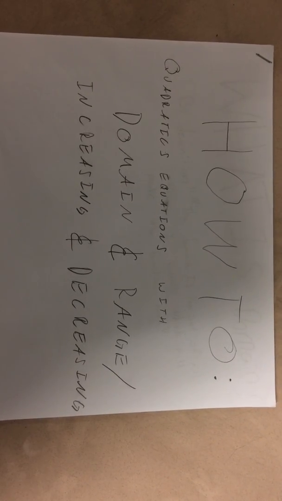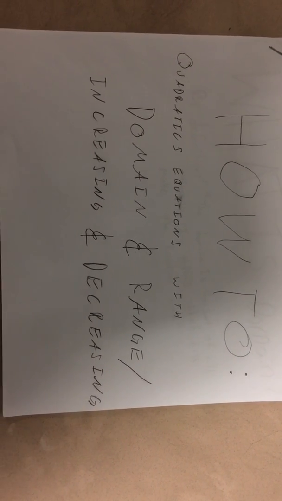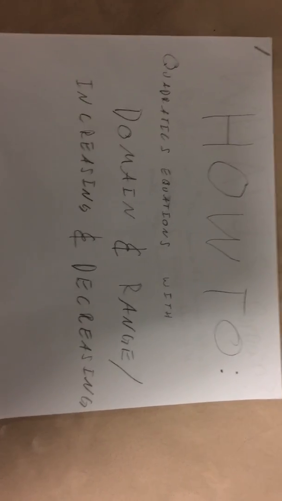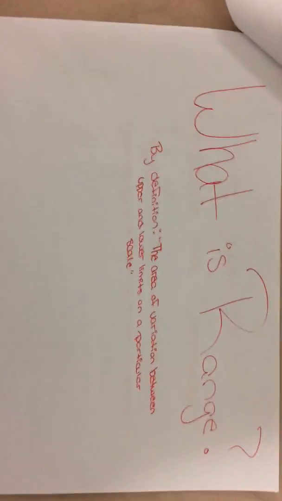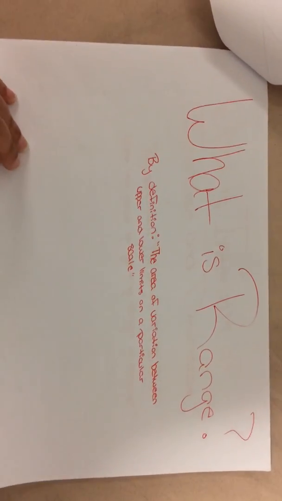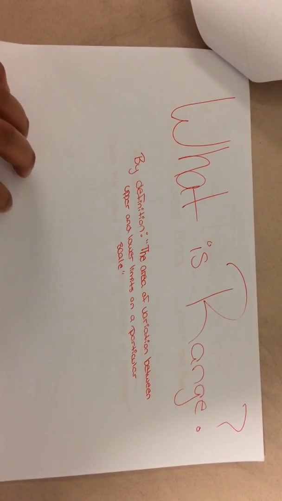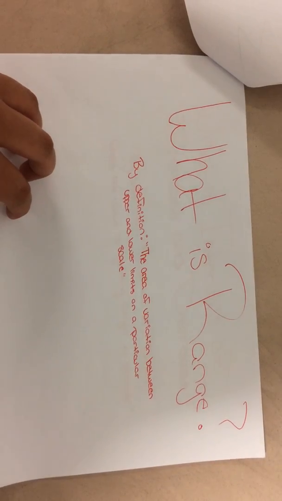How to quadratic equations with domain and range and increasing and decreasing. What is domain? By definition, the domain is a set of all possible x values which will make the function work. What is range? By definition, the area of variation between upper and lower levels on a particular scale.